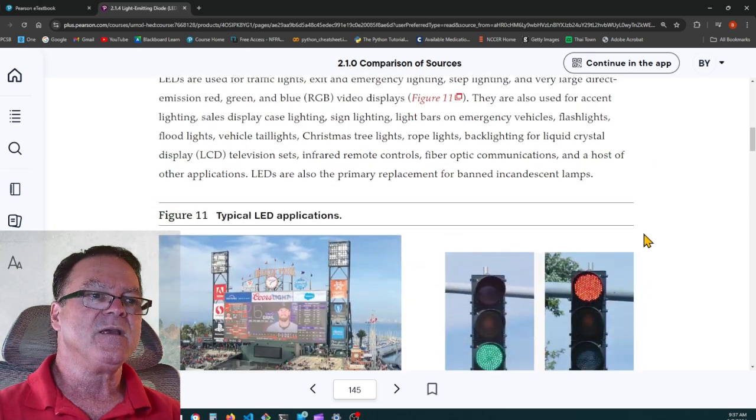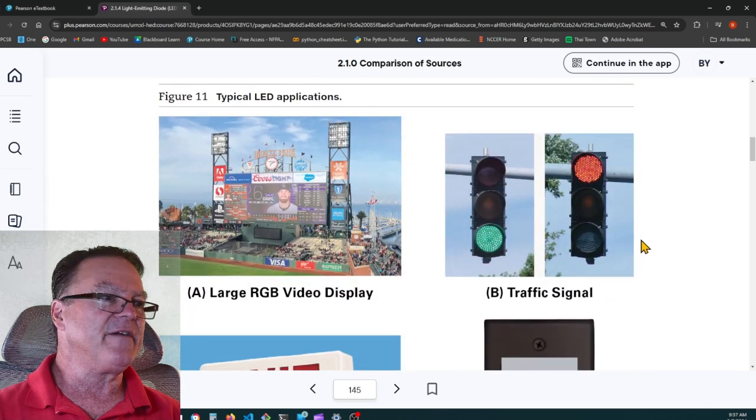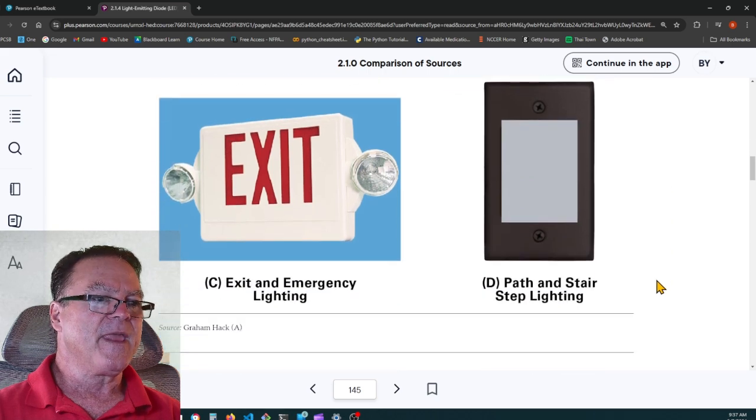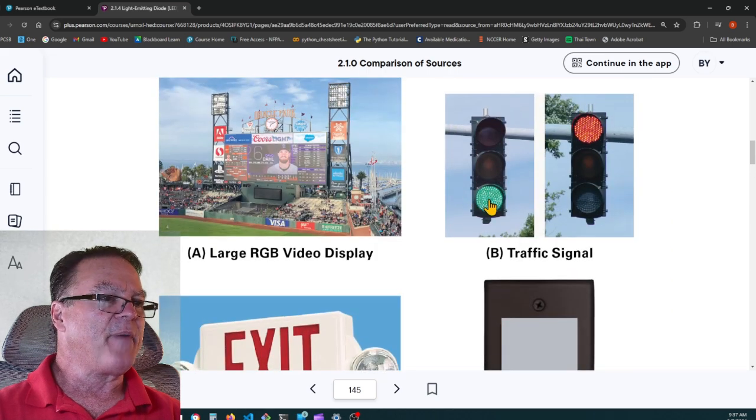All right. They're using them in everything nowadays. Those LEDs, they're very efficient. You can get a lot of colors in the spectrum. A lot of times they're passing light through an LED.